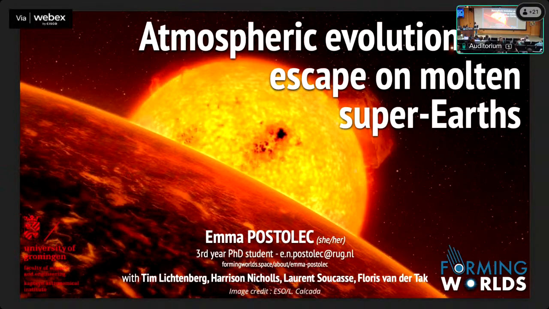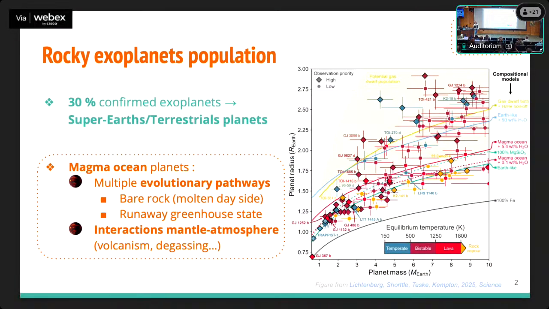And today I will talk to you about atmospheric evolution and escape on molten super Earths. So a bit of introduction about the rocky exoplanet population. Out of all of the confirmed exoplanets today, one third of them are classified as super Earths and terrestrial planets, and some of them are presented here in this mass radius diagram.